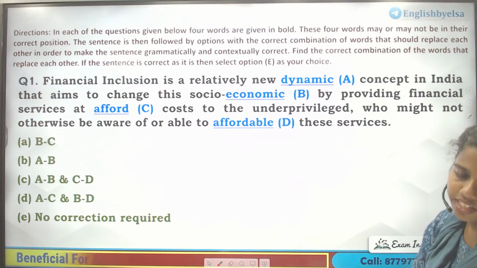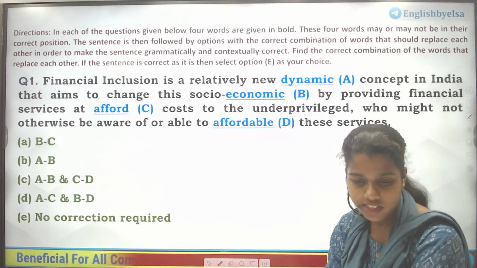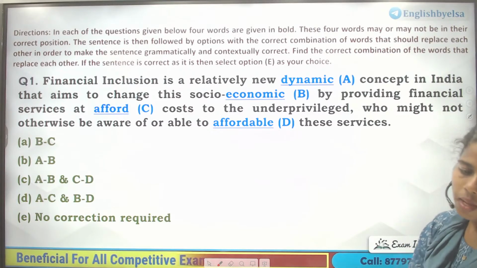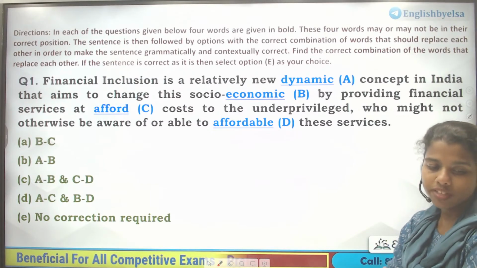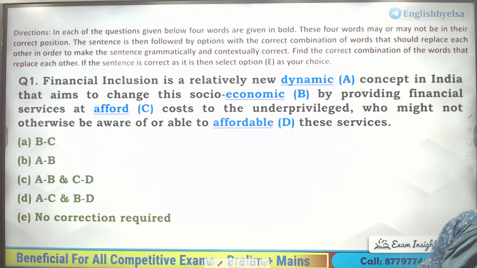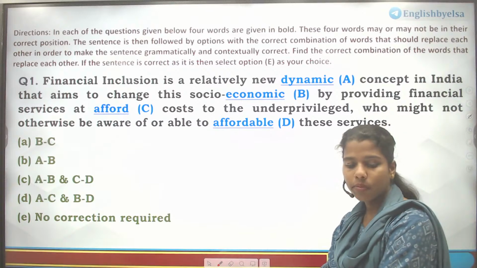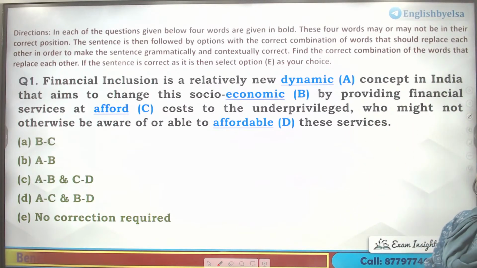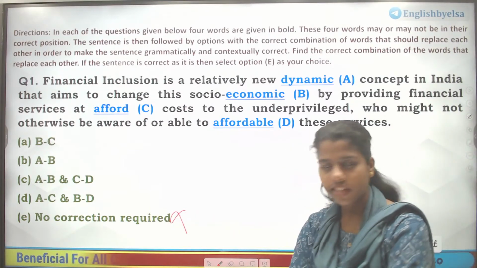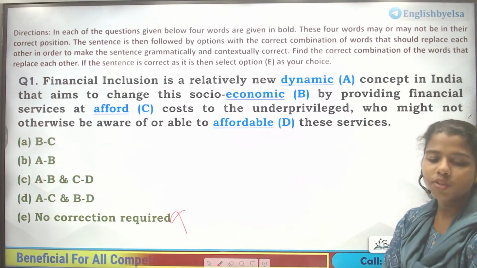Financial inclusion is a relatively new dynamic concept in India that aims to change the socio-economic by providing financial services at afford cost to the underprivileged who might not otherwise be aware of or able to affordable these services. By reading, we understood that this is not my answer. The written sentence is incorrect. I will have to replace something.